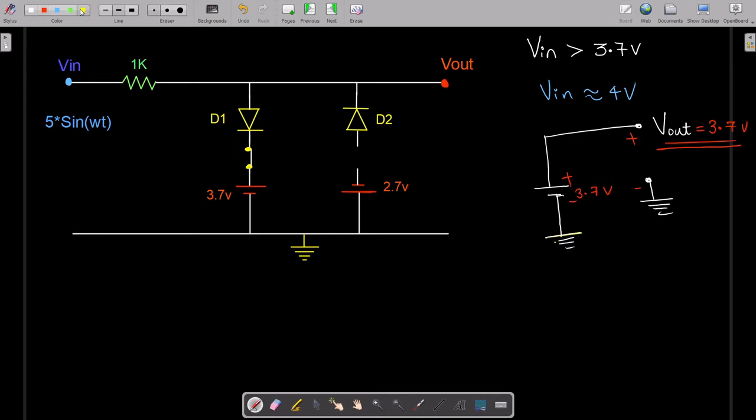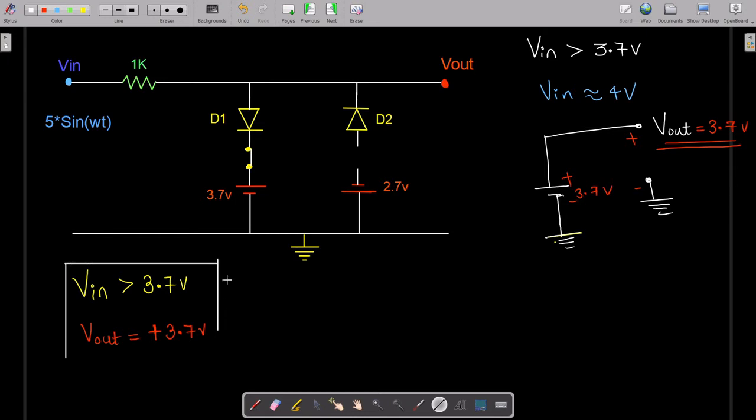But the most important thing is we have to write these two particular things, that is when our V in is greater than 3.7 volts, okay, at that time we get the output V out equal to plus 3.7 volts. Okay, so we will complete this with the help of one box. This is a very important point.